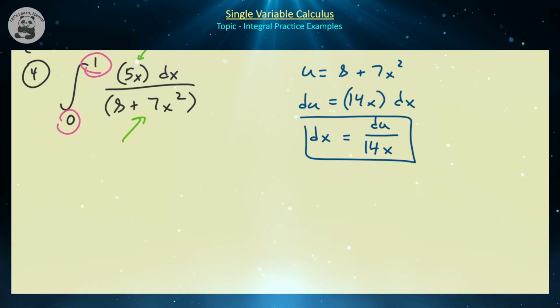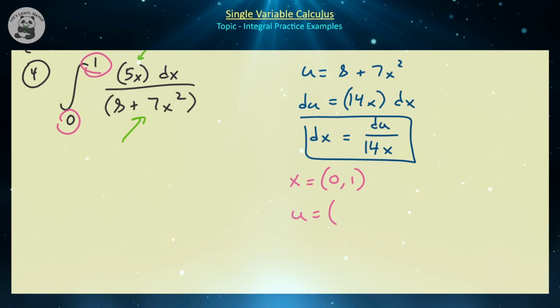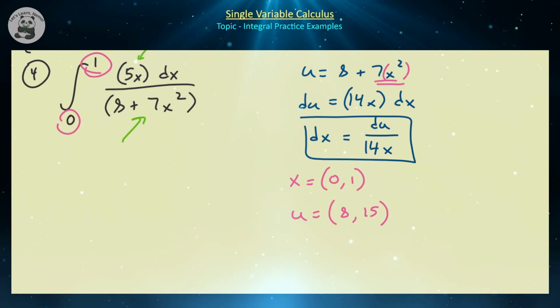Now, remember, we're working with a definite integral here, which means we need to change our bounds. So when x goes from 0 to 1, what is u equal to? When x is equal to 0, that term is going to disappear, and we're going to be left with 0 plus 8, which is equal to 8. And when x is equal to 1, we're going to have 1 squared, which is 1. And 1 times 7 is 7, and 7 plus 8 is 15. So our new bounds for our integral are going to be 8 to 15 in that order.